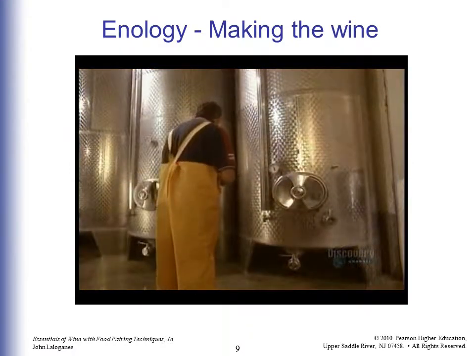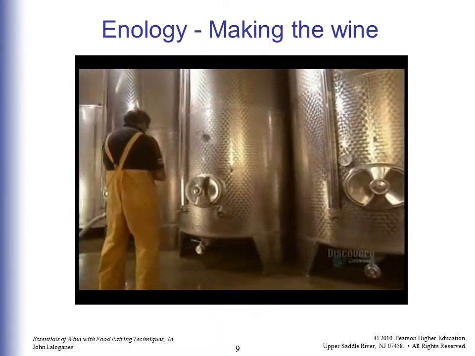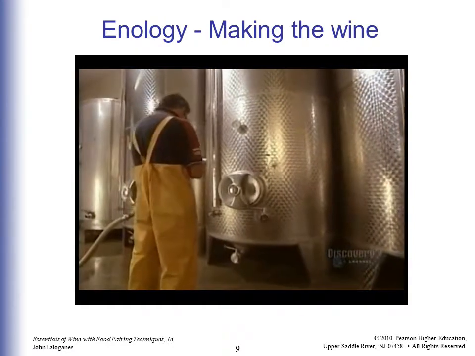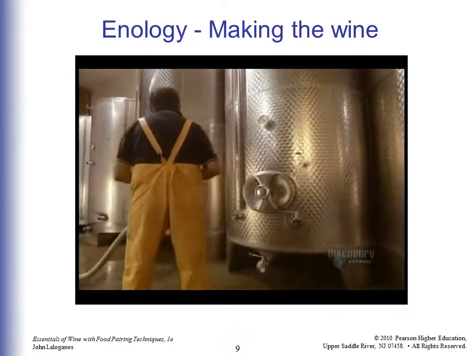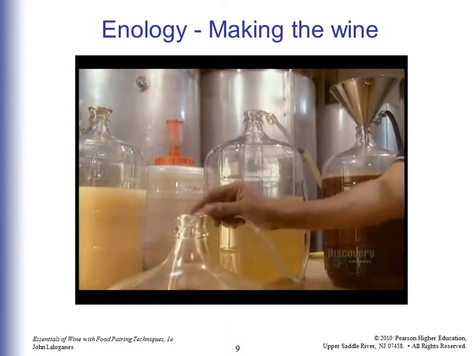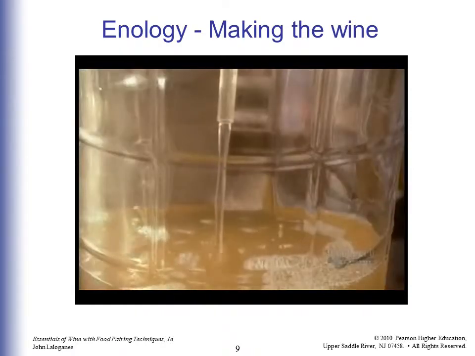Inside the winery, the result of all that crushing and pressing ends up in large stainless steel tanks. The winemaker adds yeast to make the sugar in the grape juice convert to alcohol. That's called fermentation. Winemakers constantly experiment with fermentation to try to improve the quality of their wine.